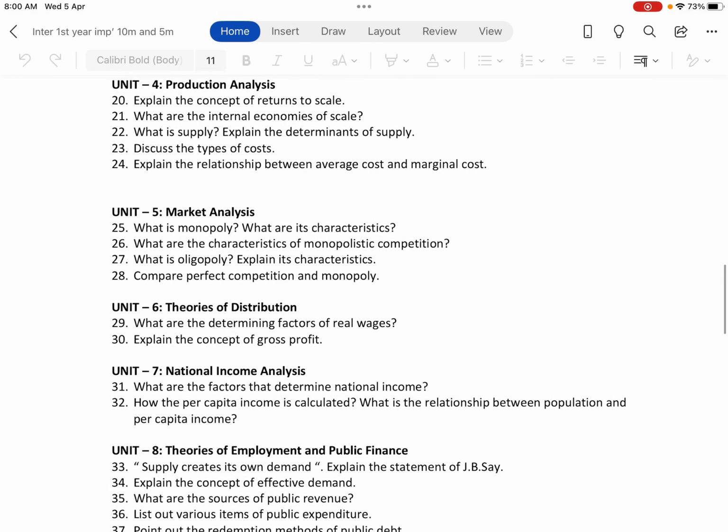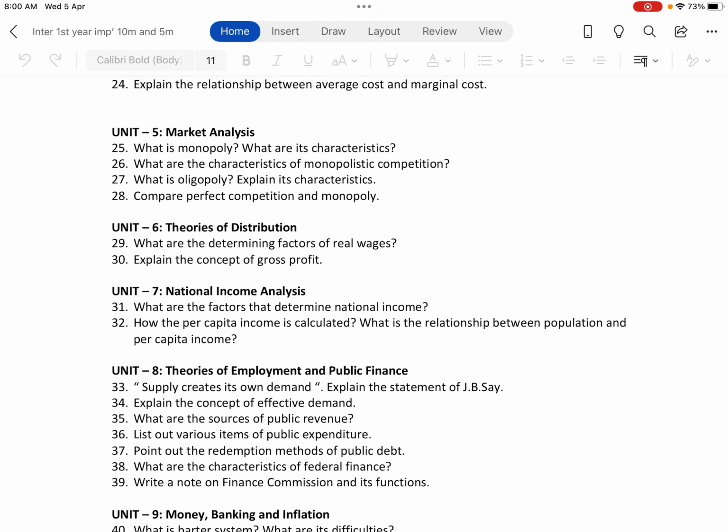Okay, and then the next 5 marks you can expect from unit 6, that is theories of distribution. From this unit also one question has been asked in the March 2023 board exam. So that is the 29th question, what are the determining factors of real wages? And 30th question, explain the concept of gross profit.